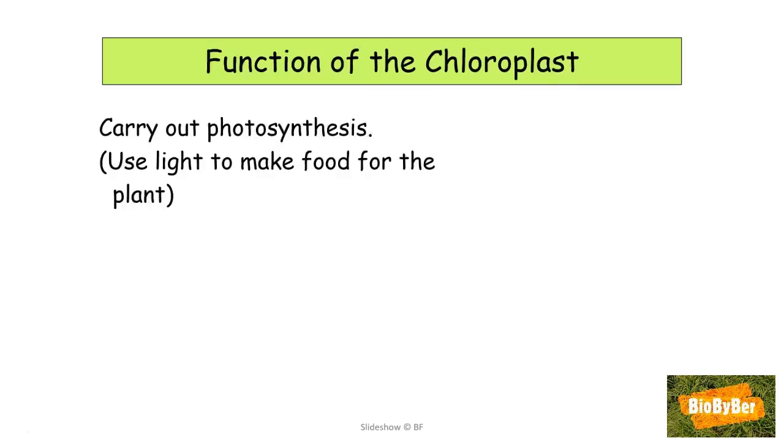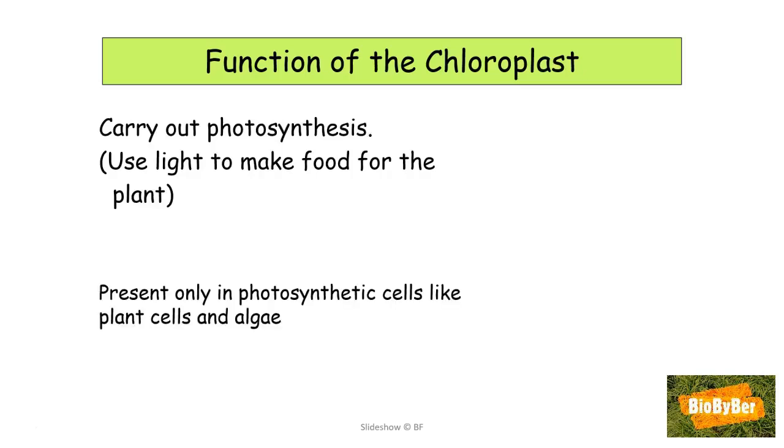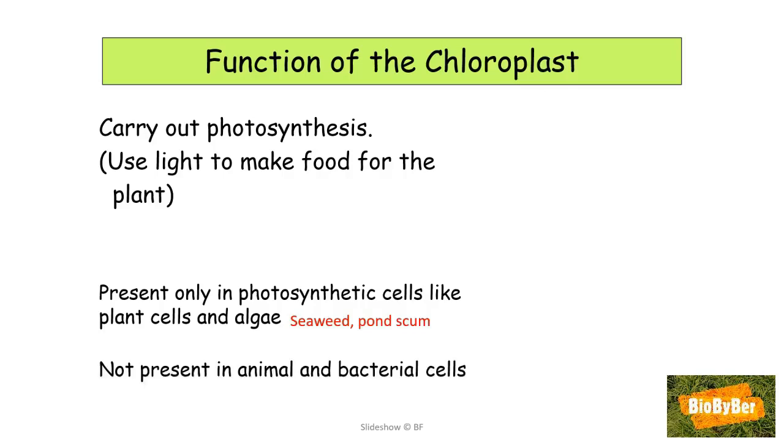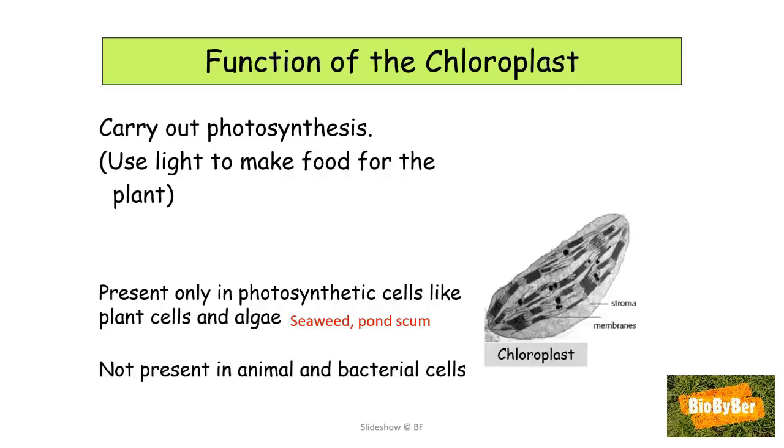The function of the chloroplast is to carry out photosynthesis. Remember, photosynthesis is the way plants use light to make food. Chloroplasts are only present in photosynthetic green cells, like most normal plant cells or algae, which would be seaweed or pond scum. Recall that chloroplasts are not actually found in onion cells, otherwise onions would be green. Chloroplasts are not present in animal cells or bacterial cells.